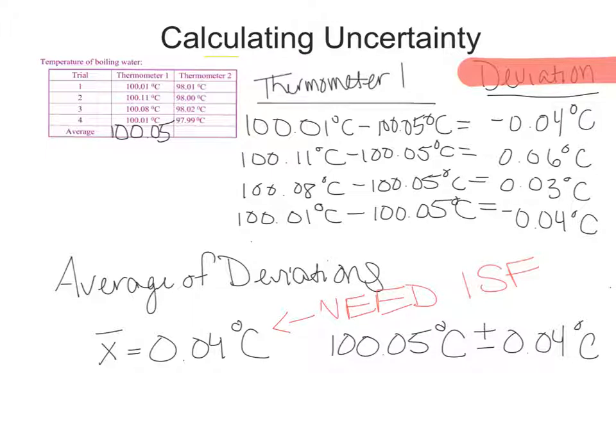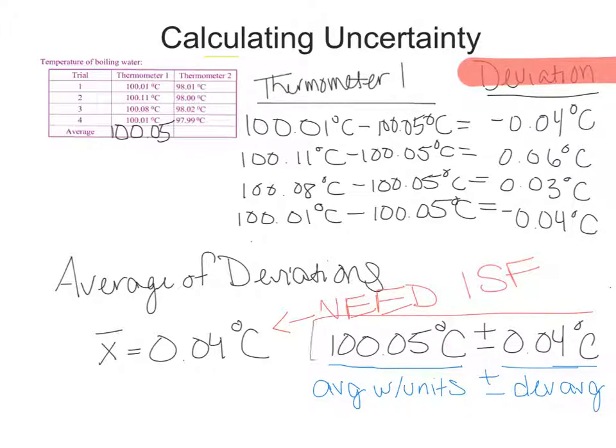The final format of your answer needs to be, so I will write this in for you, this part right here is the average with units. Then we've got our plus or minus, always include that. Then here we've got our deviation average to 1 sig fig. That is the proper format for an answer in terms of measurement of precision, which is uncertainty.